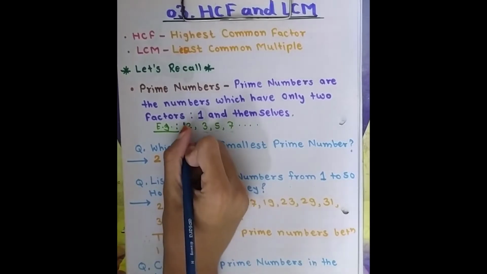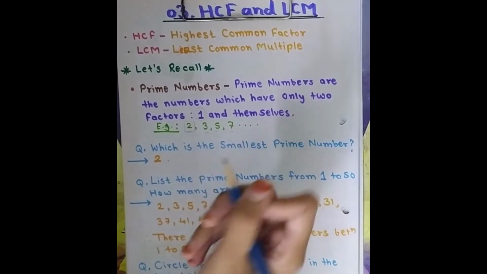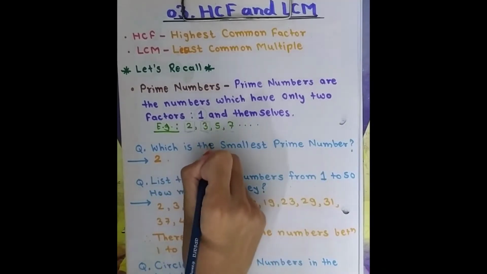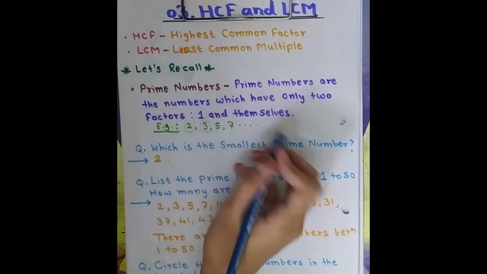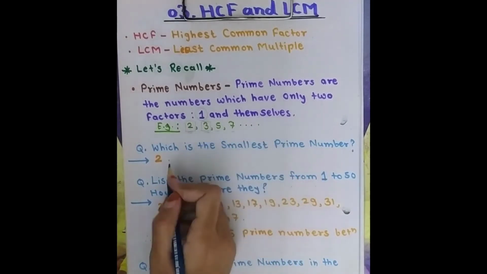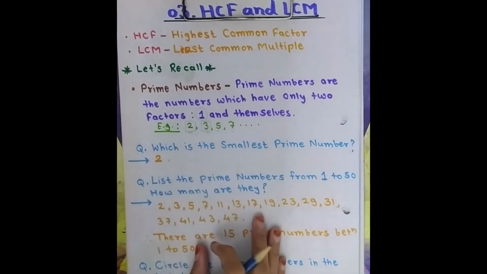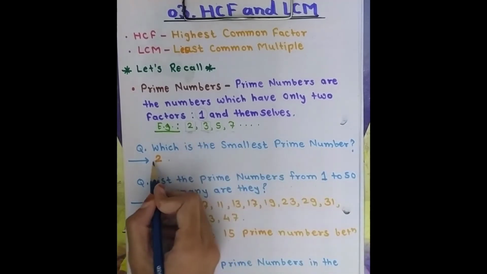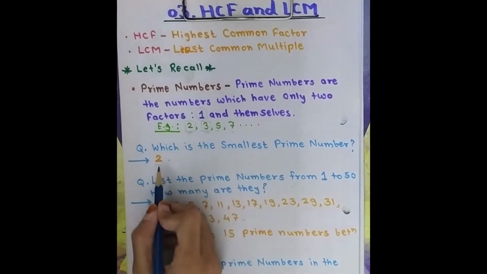Now look, 2 is the only number which comes in only 2's table. 3 is the number which comes in only 3's table. So numbers like these we call prime numbers, and prime numbers start from 2. Here are some questions given. Which is the smallest prime number? 2 is the smallest prime number.